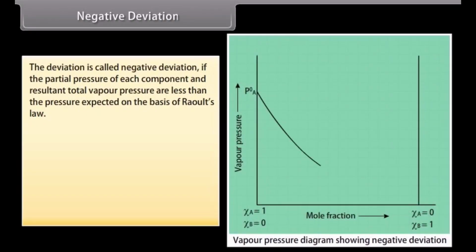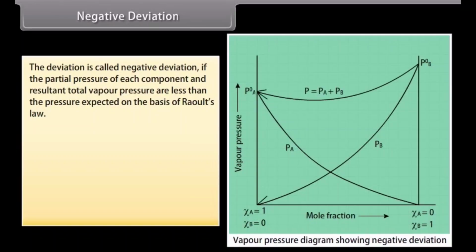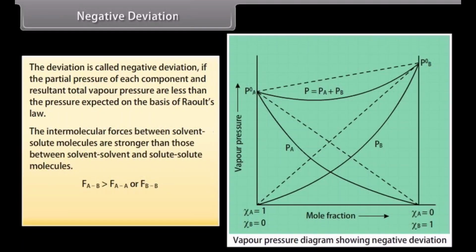Negative deviation. The deviation is called negative deviation if the partial pressure of each component and resultant total vapor pressure are less than the pressure expected on the basis of Raoult's law. For example, the solution of water and nitric acid and chloroform and acetone shows negative deviation. The intermolecular forces between solvent-solute molecules are stronger than those between solvent-solvent and solute-solute molecules. This shows that the vapor pressure of the solution will be lower.